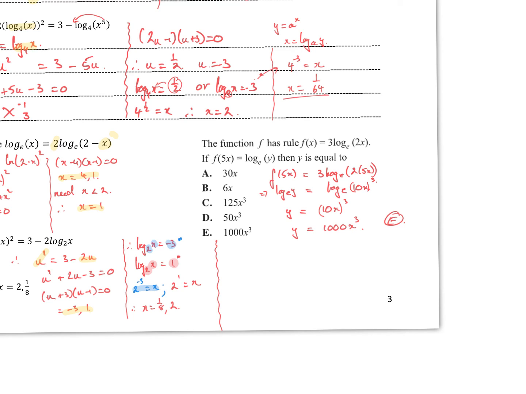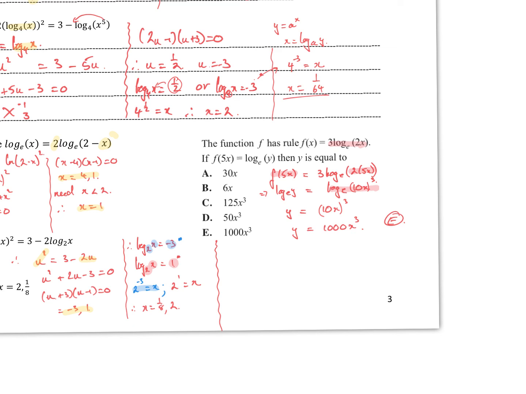Multiple choice. What have we got? We've got f of x equals 3 natural log of 2x. Now, if f of 5x is equal to natural log of y, then, all right, so let's work out what f of 5x is. If I substitute it into my function, that's the same as 3 log base e of 2 times 5x, which is log base e of (10x) to the power of 3.